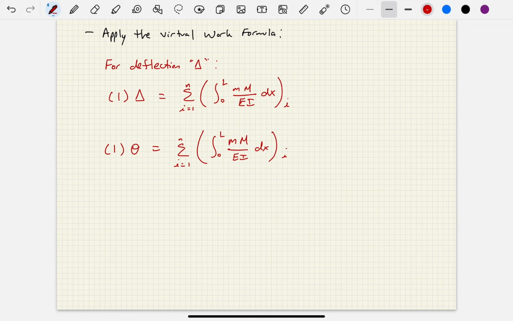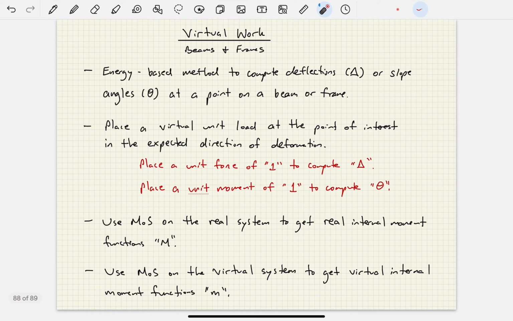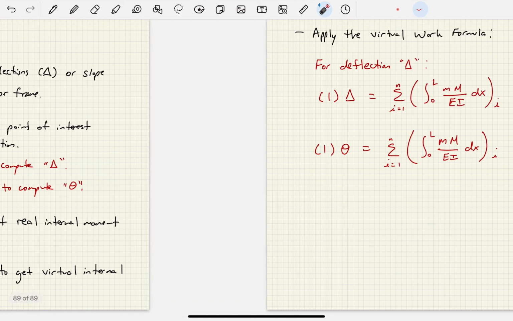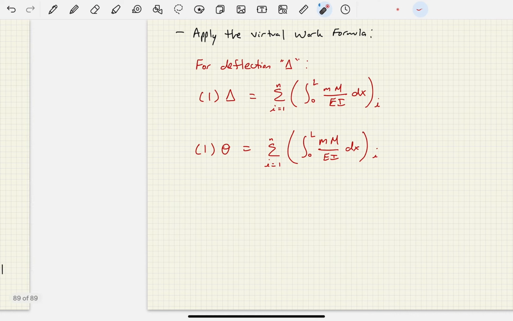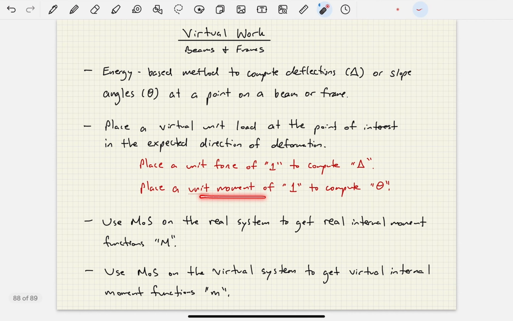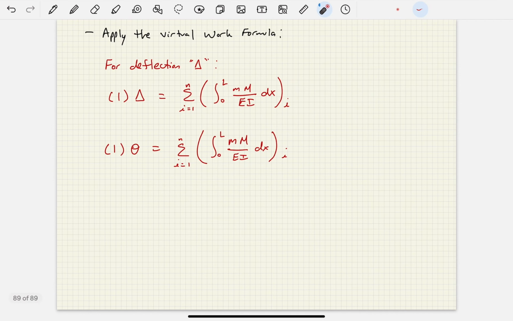Now, the difference here is, remember, if you want to calculate a capital delta, these moment functions come from putting a unit force on the system, whereas if you want a rotation angle theta, this moment function, specifically this little m, comes from placing a unit moment on the system, okay?